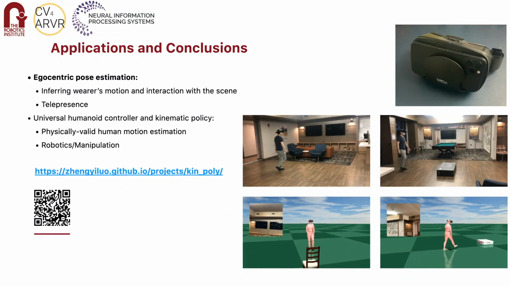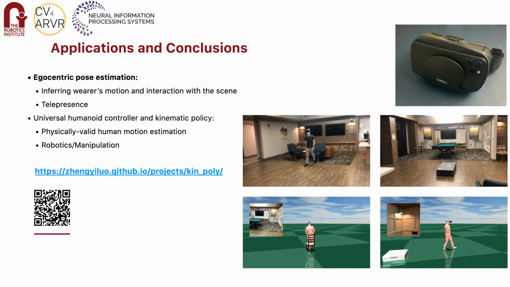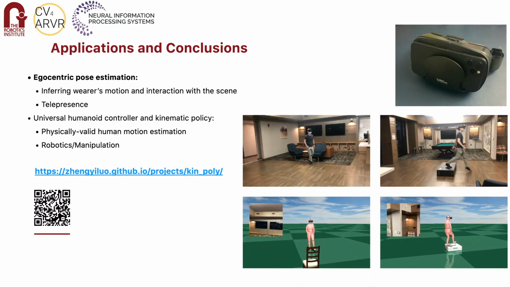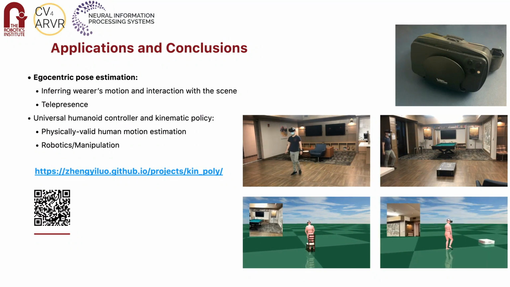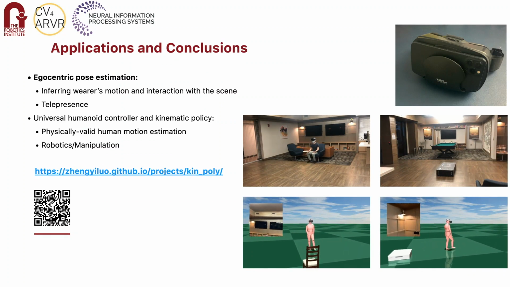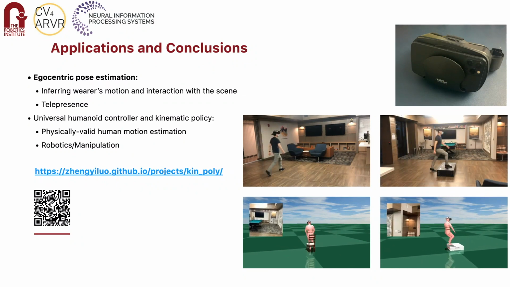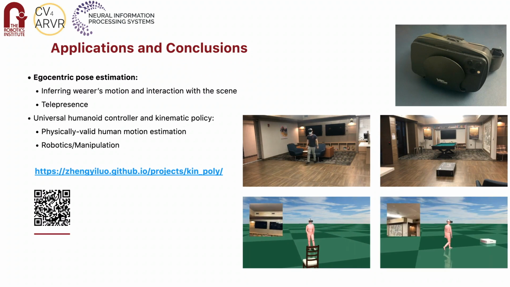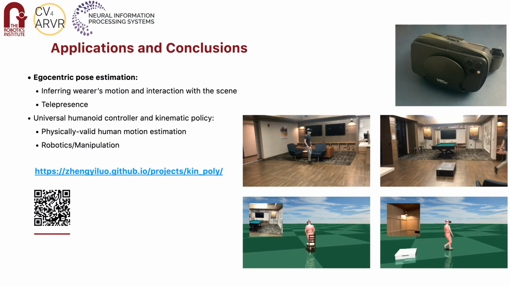So to conclude, we propose, for the first time, a method to estimate physically valid human pose and human-object interactions from an egocentric point of view. Our method can enable a broad range of applications such as egocentric pose estimation, telepresence, and manipulation, and can be essential for future augmented reality and virtual reality applications. We also hope our developed framework can be used for future works that ground human pose modeling inside a physics simulation. Our code and data will be released for future research purposes, and we thank you so much for listening.